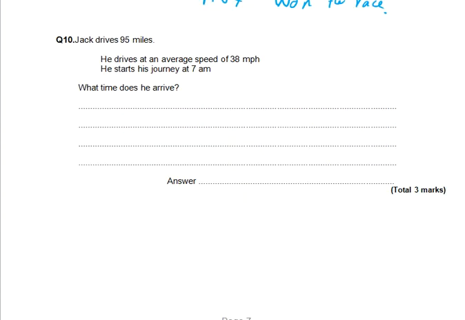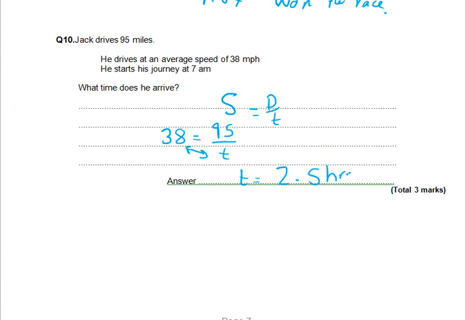Okay, question 10. Jack drives 95 miles, he drives at an average speed of 38. So this one we need to know speed is equal to distance over time. We've got 95 as the distance, speed is 38, so 38 equals 95 over t. When we get to this situation, we can switch these numbers around. So it ends up being 95 divided by 38, which means that my time comes out as 2.5 hours.